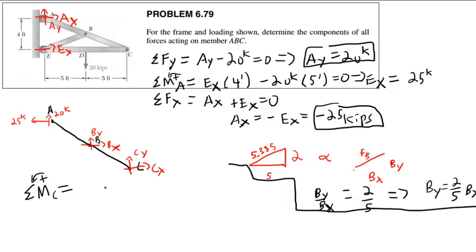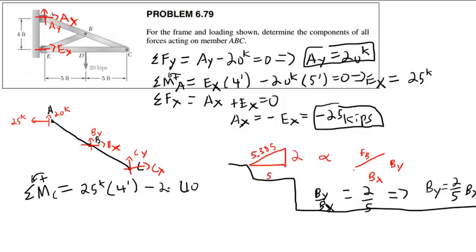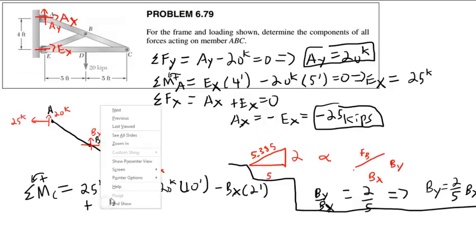Moments about C. 25 kips times 4 feet minus Ay times 10 feet. Oh, let me call that, Ay is the 20 kips, minus 20 kips times 10 feet. Here, Ay times 10 feet. Minus Bx times 2 feet plus By, or minus Ay, sorry.